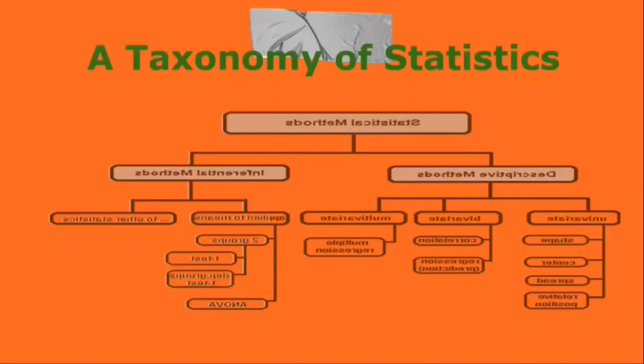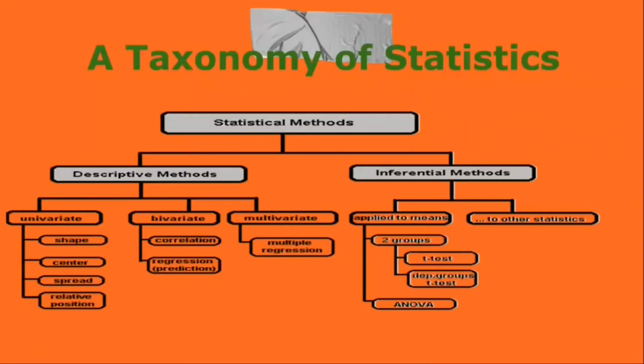Statistics has two main branches: descriptive and inferential. In descriptive methods we have univariate, bivariate and multivariate statistics. As far as univariate statistics is concerned, what can be done is shape, center, spread and relative position. Bivariate statistics look at things like correlation and regression for prediction purposes. Lastly, we have multiple regression in multivariate statistics.